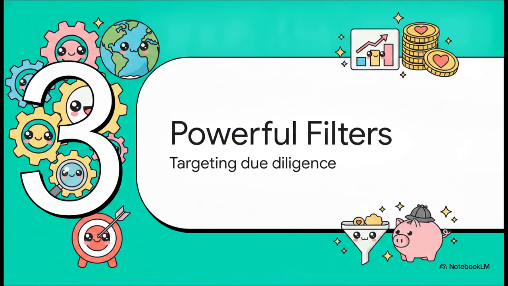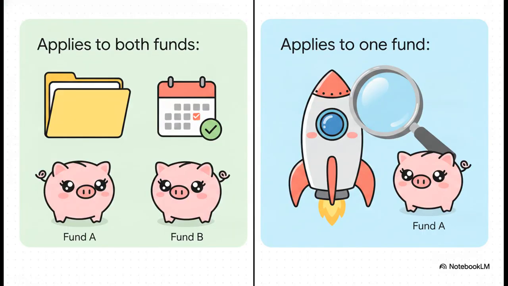Let's get into Section 3, deep dive into powerful filters. Seeing the whole picture is fantastic, but targeting your due diligence is where you really find the alpha. Now, what's really interesting about this is how the filtering capabilities are split into 2 distinct levels. On one side, you have filters that apply to the entire matrix, meaning both funds at the same time. You can filter by specific sectors to see industry-specific battles, or filter by years to isolate recent activity versus historical trends.